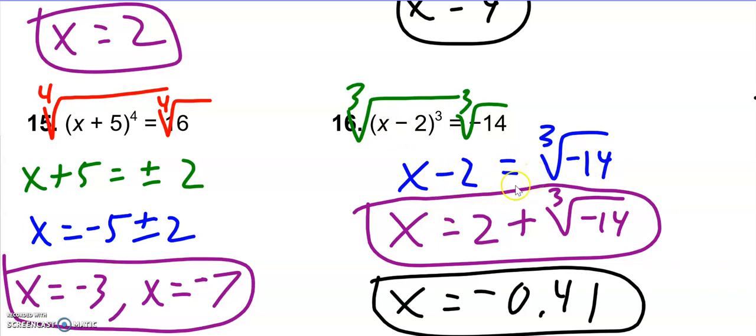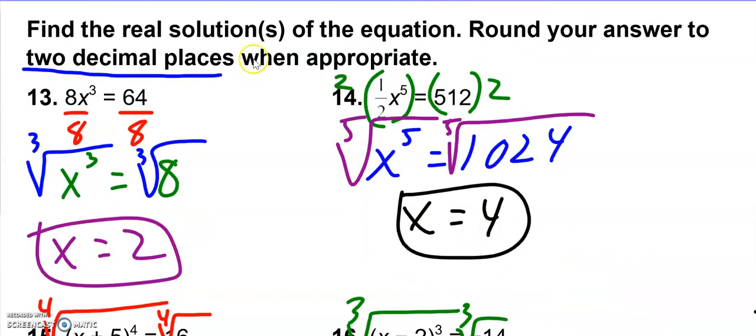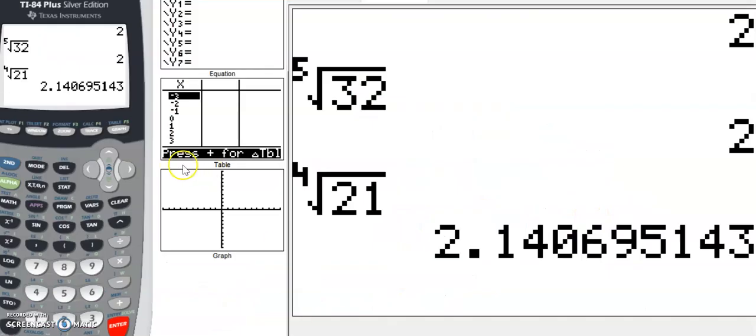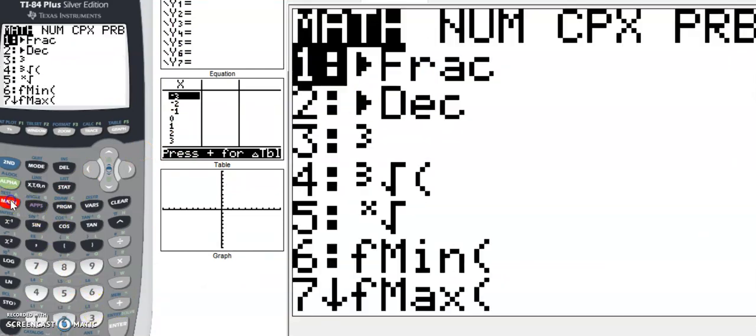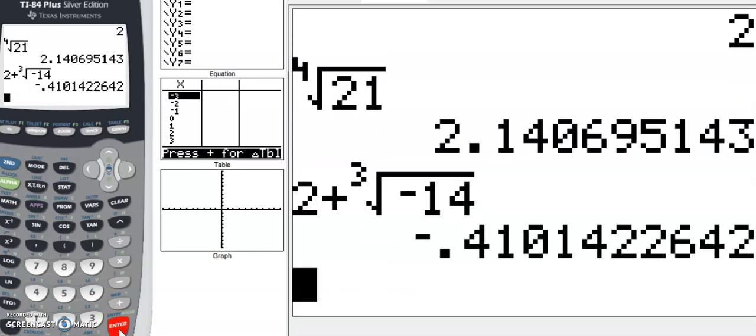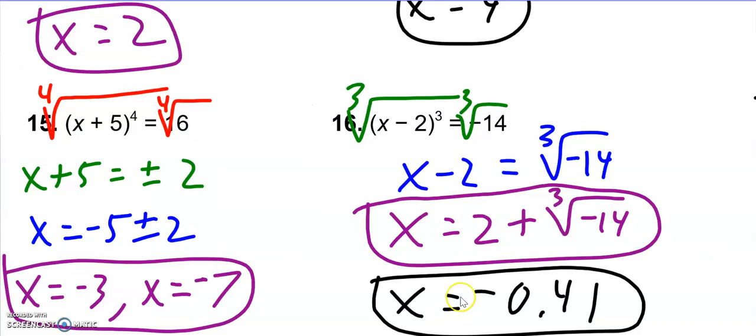Then I just add 2 to this side. We could leave our answer like this, but the problem was saying to type into our calculator if appropriate. So I did 2 plus the cube root of negative 14. If you want to see that, that would be 2 plus math, fourth choice down, cube root of negative 14. I hit enter, and that's how I got negative 0.41. So I wrote negative 0.41.